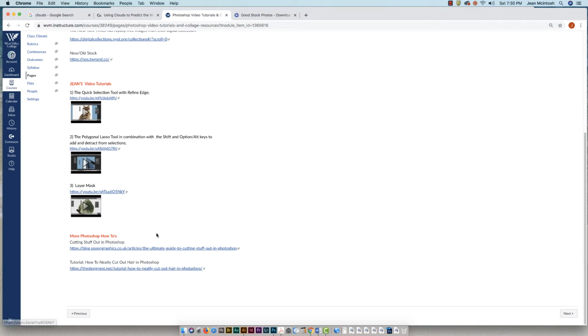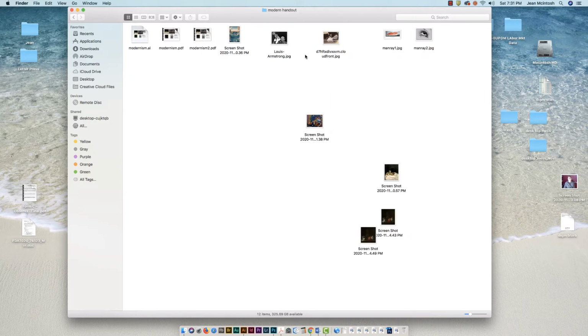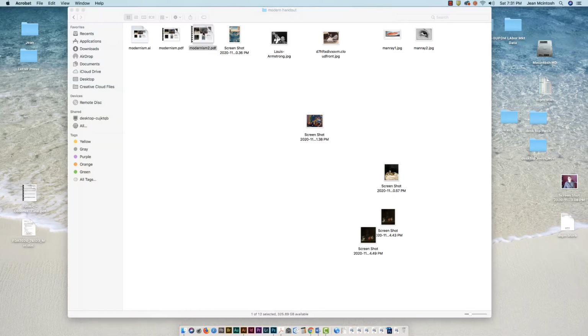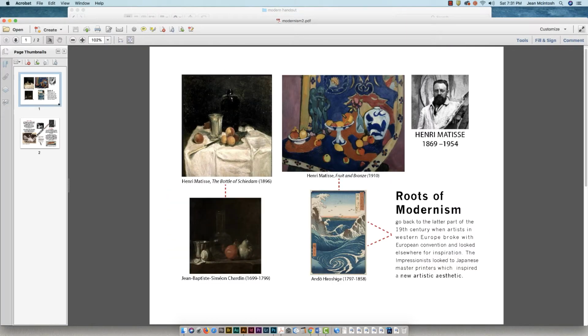The first thing you do is look for imagery and information, and so I ended up putting together a handout that I'm going to share with you. It works as my mood board, and it also has a little bit of information about the roots of modernism.